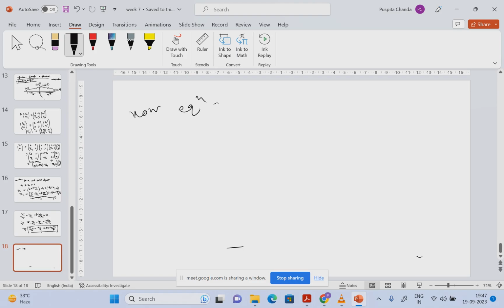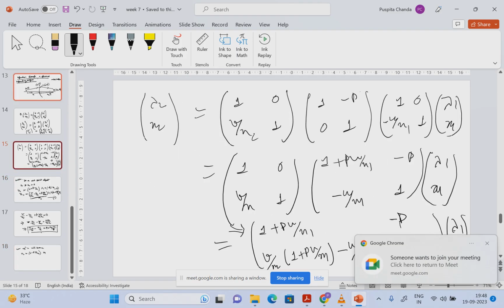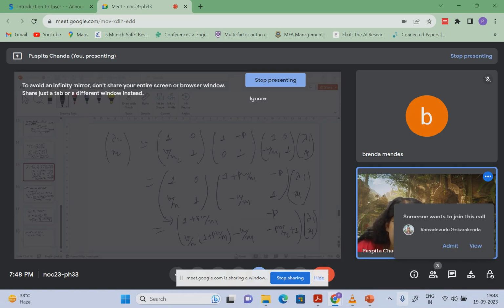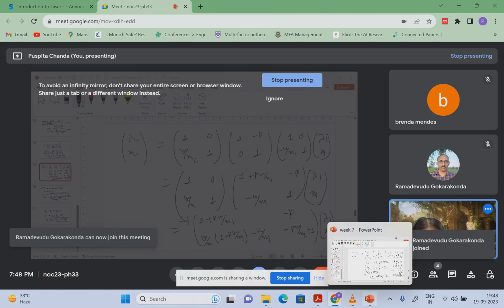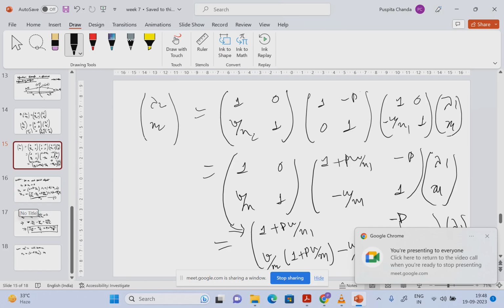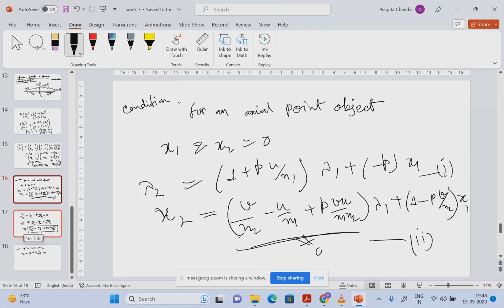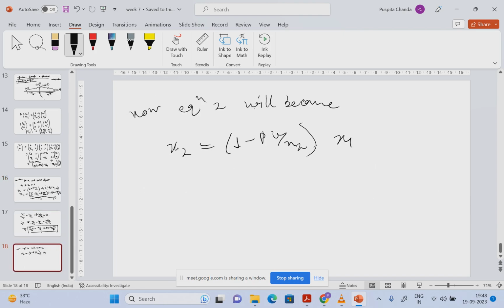Now equation 2 will become x2 is equal to 1 minus p v. Remember, all this condition is for axial point. For non-axial point, this all discussion is for axial point. For non-axial point, this lambda 2 x2 term, this equation 1 and 2 will define the system. But for axial point, equation 2 will become this.